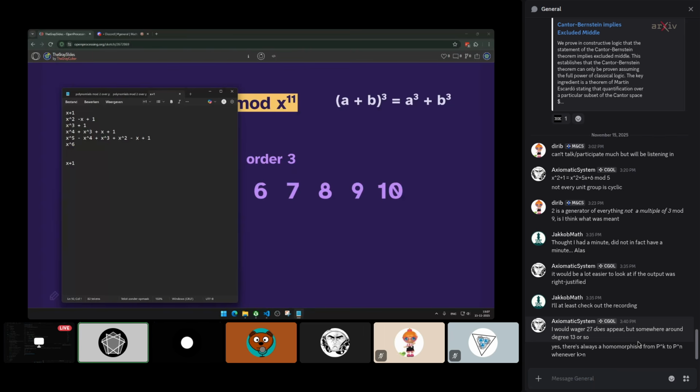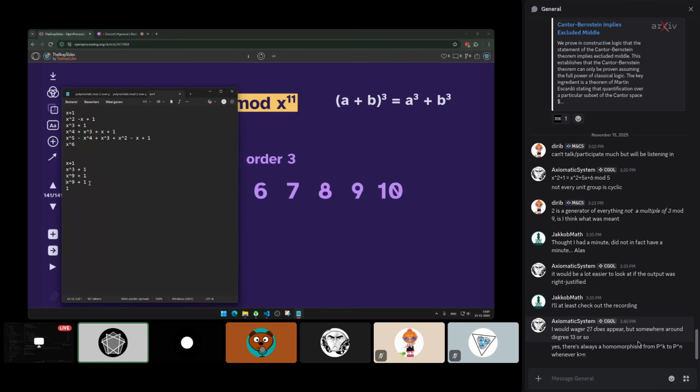Right. So this to the third power will be x cubed plus 1, and then to the ninth power will be x to the ninth plus 1, and then x to the 27 plus 1, which cancels out. I mean, that's a less satisfying way to see it. No, but that makes sense though.